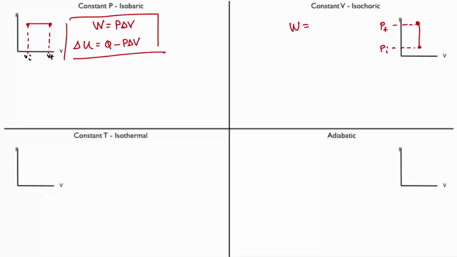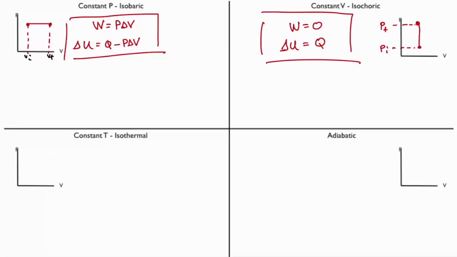If the final volume and the initial volume are exactly the same, what's the delta volume? 0. So what's the work? 0. Which means that the change in internal energy will only happen if heat is entering or leaving the system. It's actually a pretty easy one, isn't it? That one's not so scary.